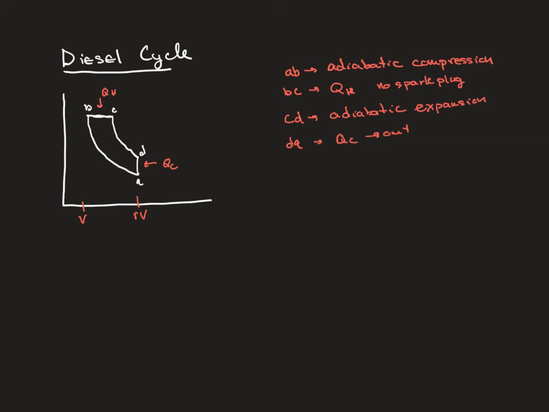The other thing that's different between the Otto cycle and the diesel is because you're not injecting the fuel until the end of compression, there's not a chance of pre-ignition, so you can actually have higher compression ratios, which allows for a more efficient engine. So typical compression ratios in this case is between 15 to 20 versus the 8 to 10 we talked about for the Otto cycle.